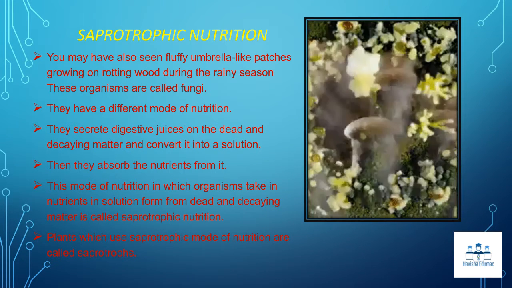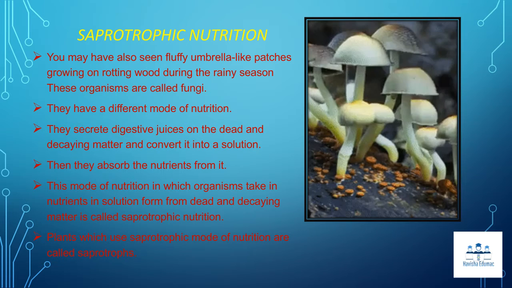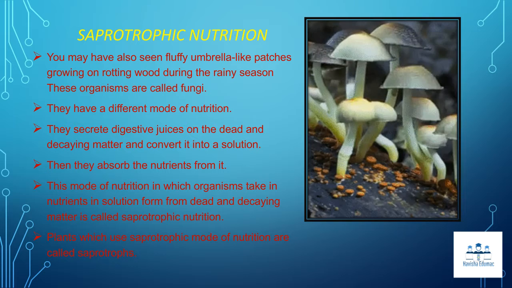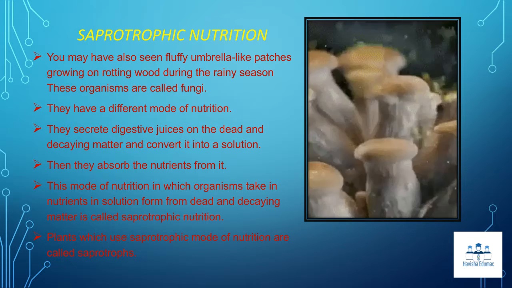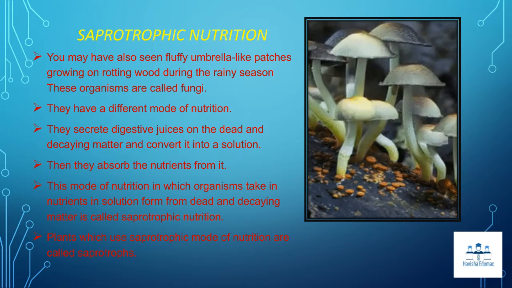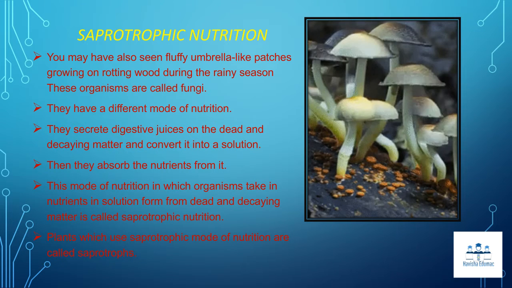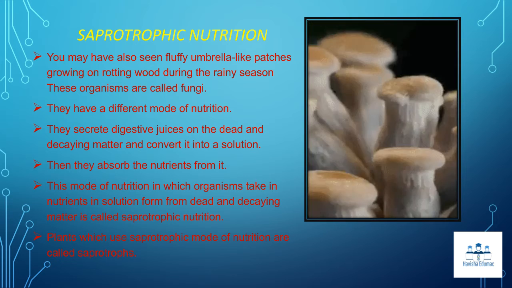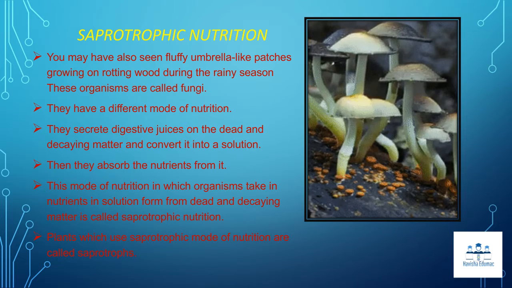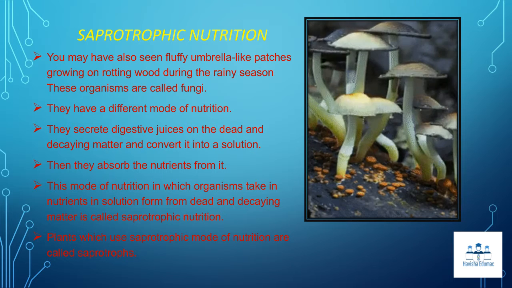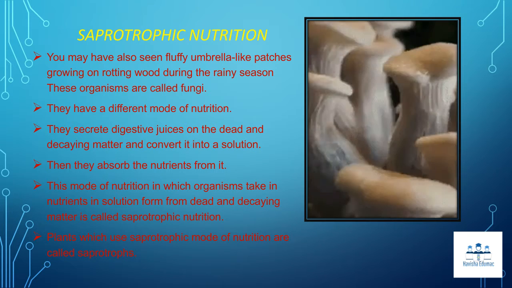Now let us see about saprotrophic nutrition. They have a different mode of nutrition. In this nutrition, plants depend on dead and decaying matter. You may have seen fluffy umbrella-like patches growing on rotting wood during the rainy season. These organisms are called fungi.